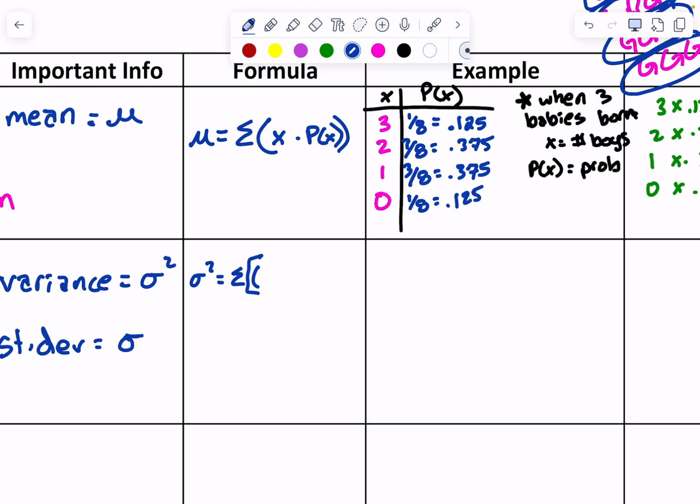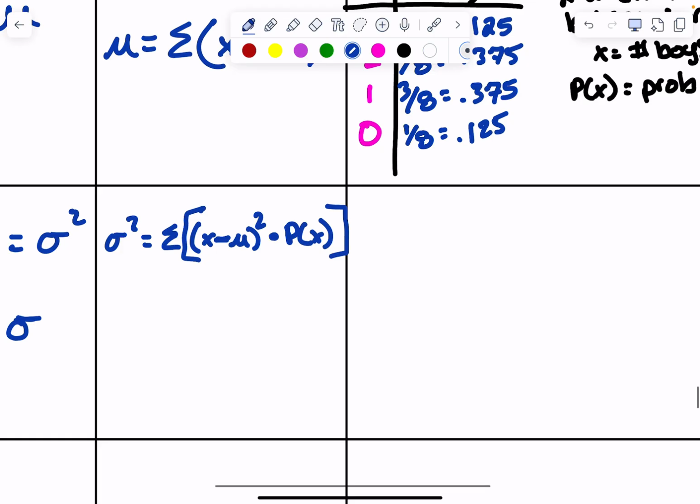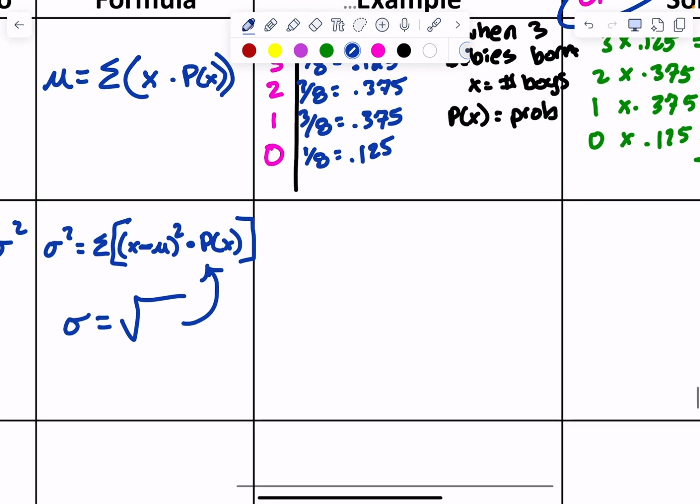Formula, here we go. X minus mu squared times P of X. Make sure this is a minus and this is a times, and not a multiply, because a couple of people were doing that. Chloe was doing that, Megan was doing that, right? Make sure this is a minus and that's a times. Now, how do I find the standard deviation? Square root. The square root of that. So there's your formula.